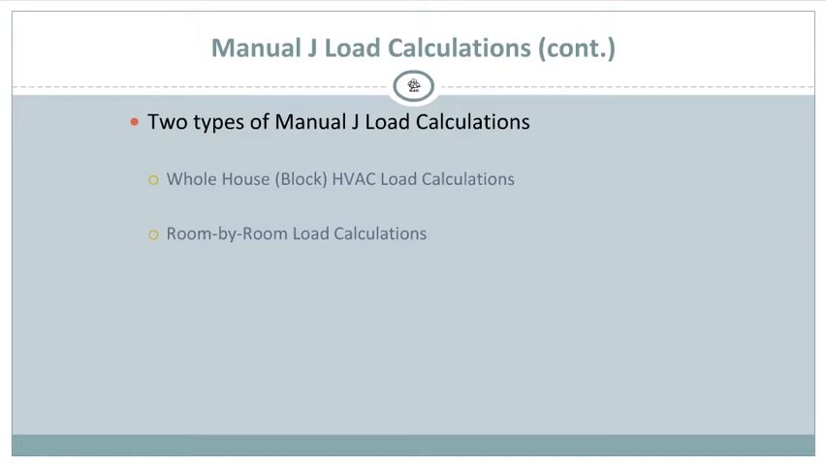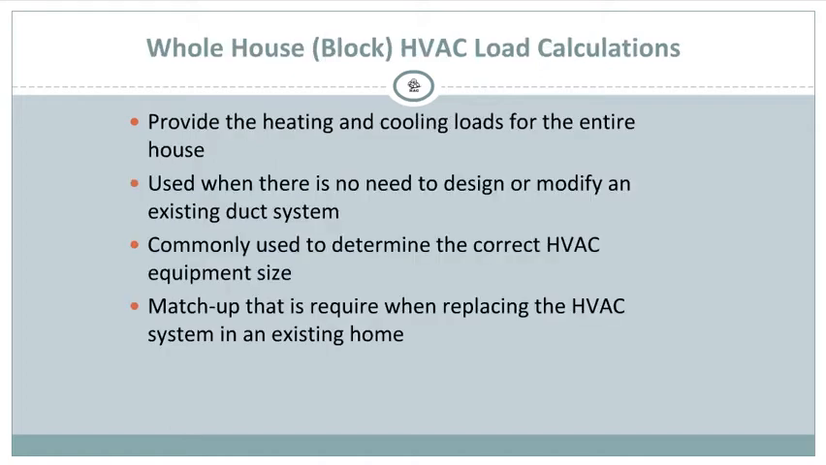Again, there's two ways of doing your Manual J calculation. One of them is you're doing a whole house block calculation, and the other one is room by room. And we'll talk about each one in the next slide.